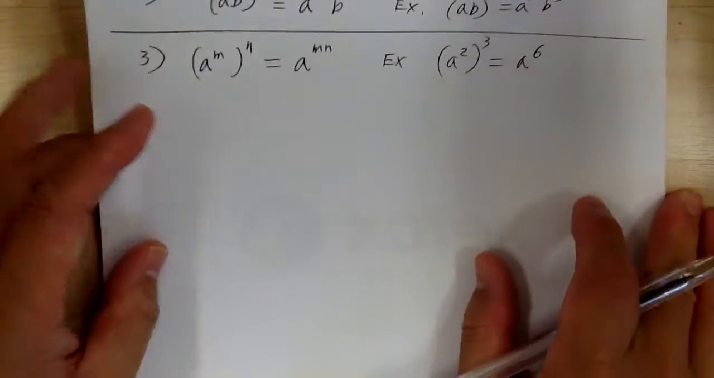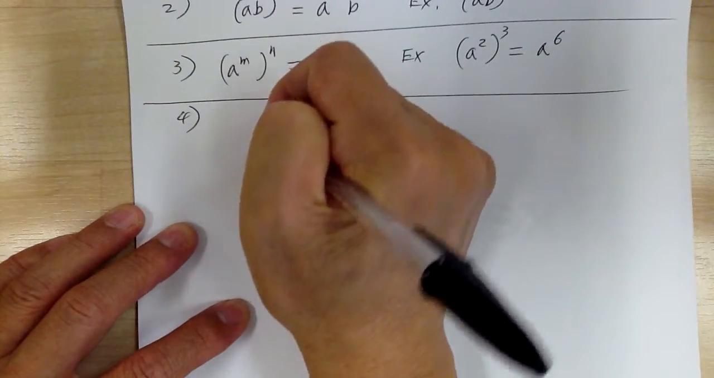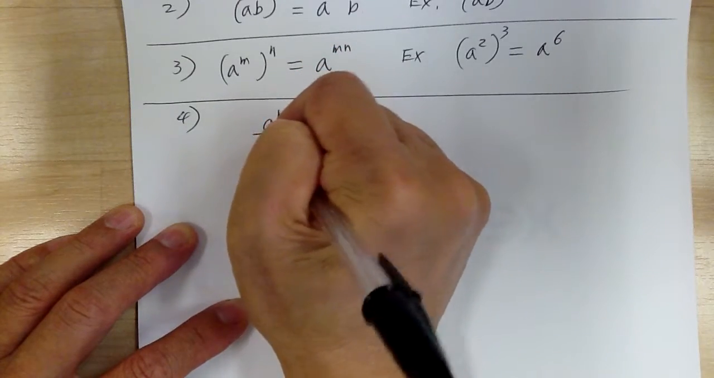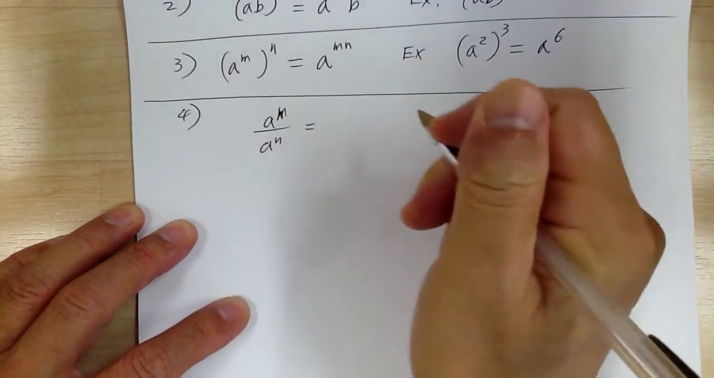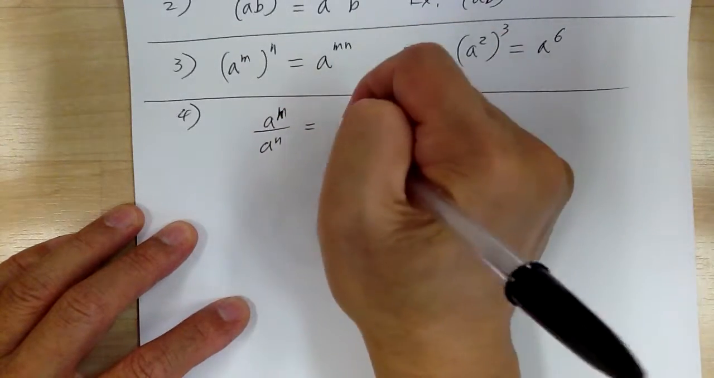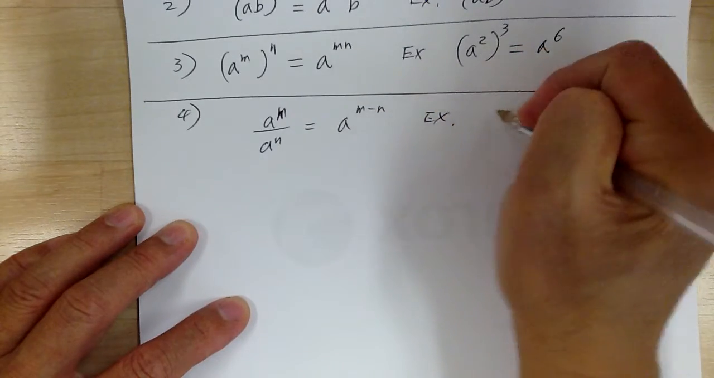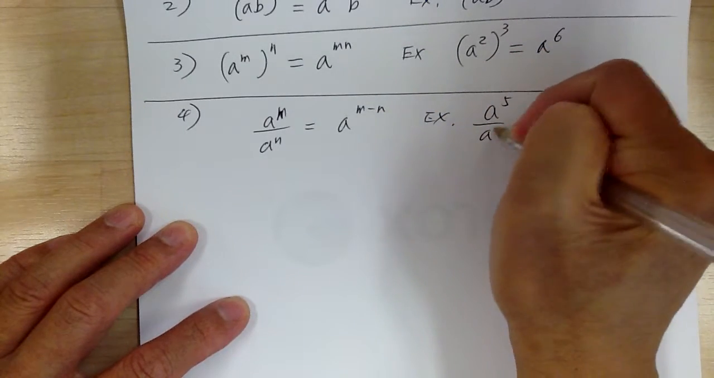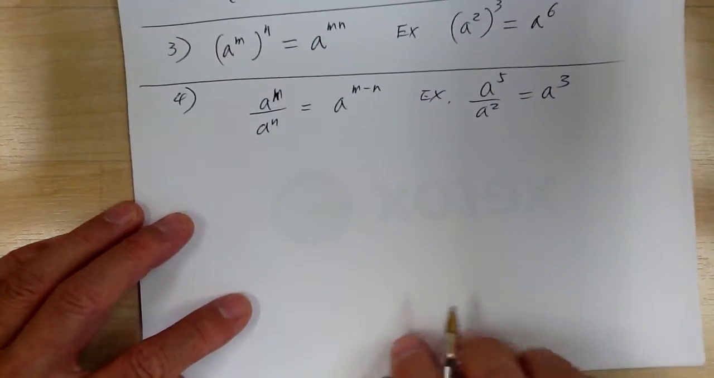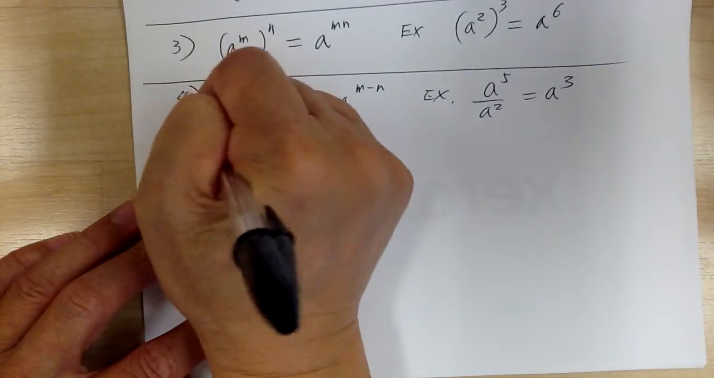And number 4, you have a to the m over a to the n. For this one, you just subtract. If the top is bigger, you just subtract. An example would be a to the 5 over a squared, which equals a to the 3, right? Just subtract. This is when m is greater than n.